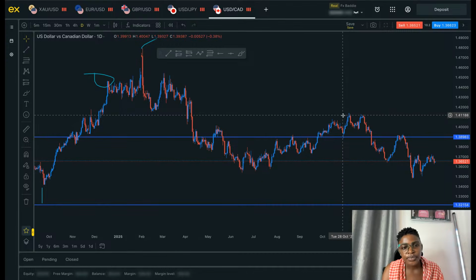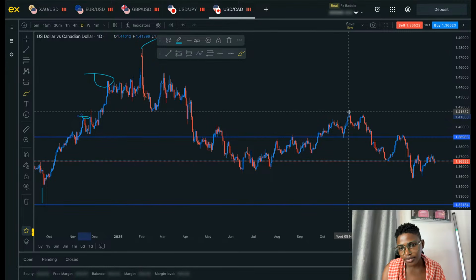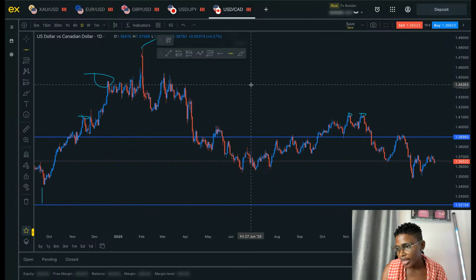Now, we mark out key levels on the daily time frame. So I see a level of price here, here, here. So I'll just take my horizontal line again and I mark.